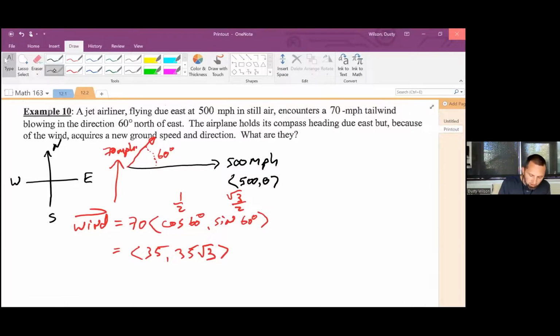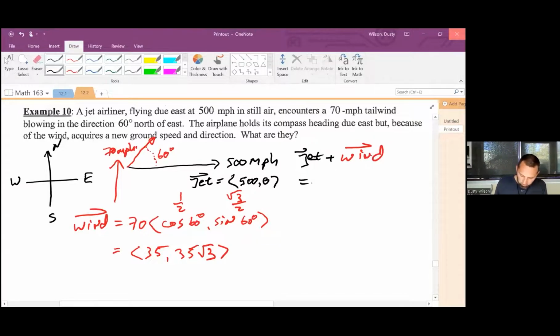So if we combine our jet vector and our wind vector, we will get jet plus wind equals, looks like we'll get 535, 35√3. And then the question asks, what is the new ground speed? What is the new direction?